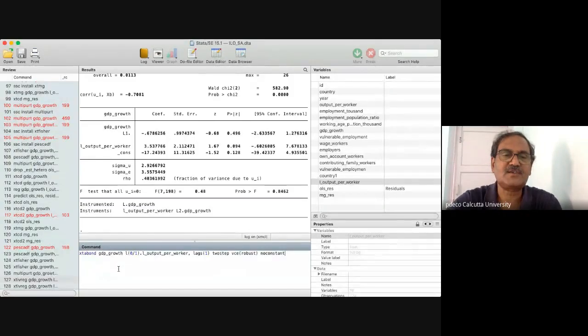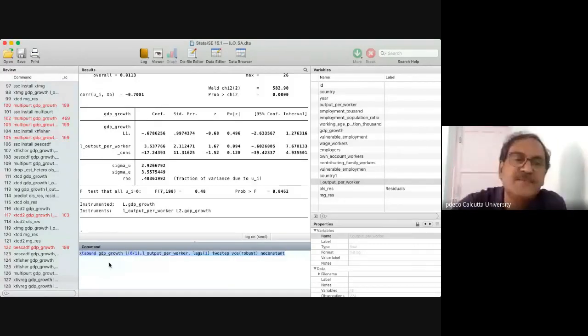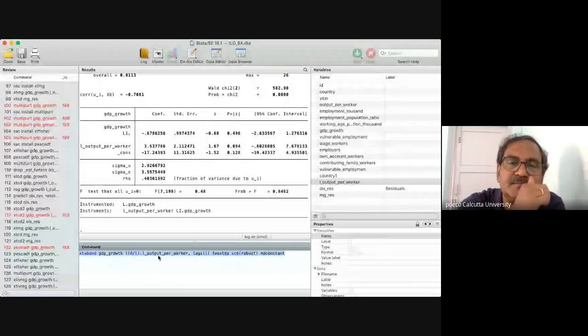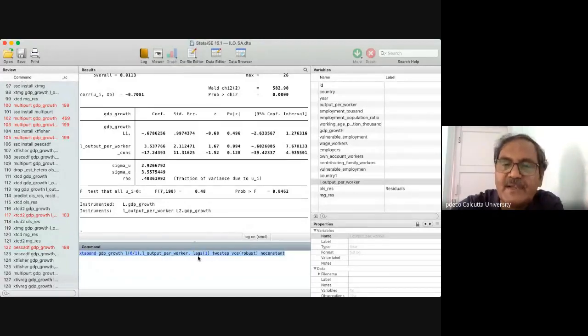So what is the command? Just look at xtabond GDP growth L of within bracket 0/1 dot log of output per worker. That means we are considering log of output per worker for the current period as well as for the past period as the explanatory variable. We have incorporated lag 1 in the dependent variable.